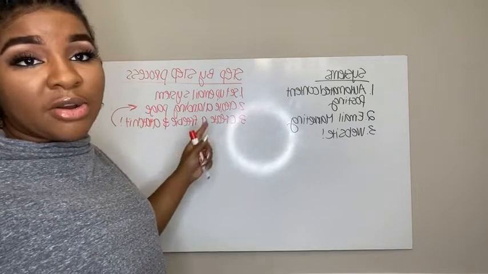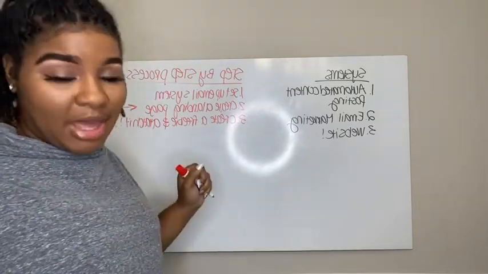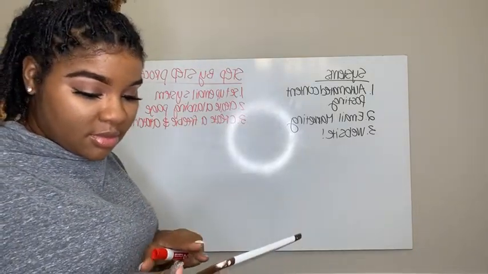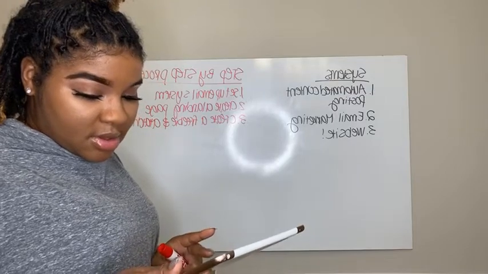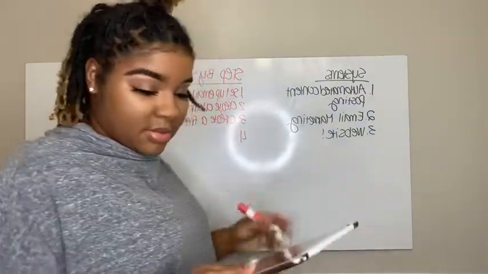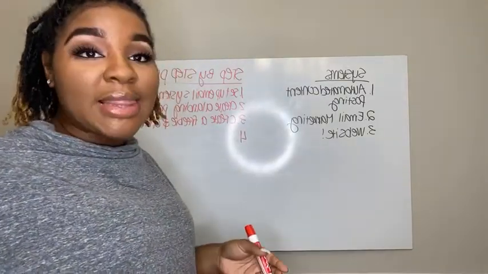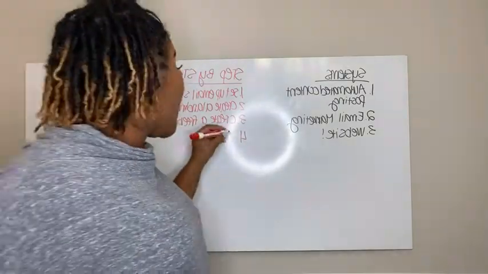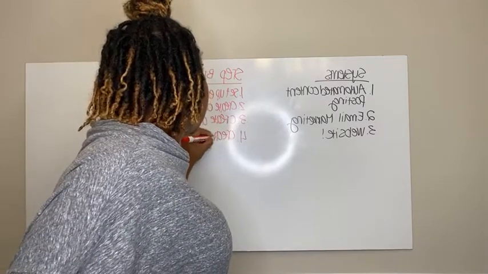So step number 3, create a freebie and attach it to your landing page. Number 4, create a low-cost product or Tripwire.